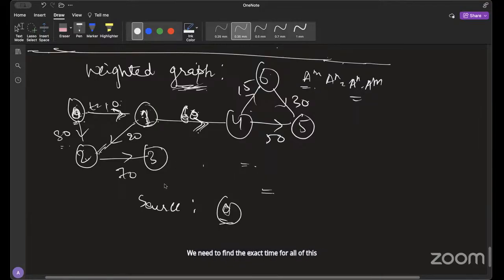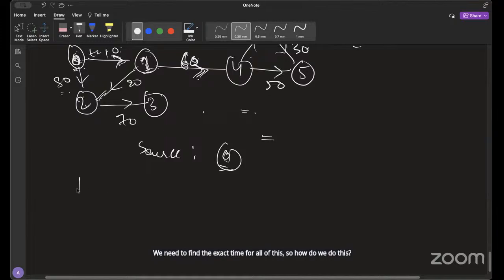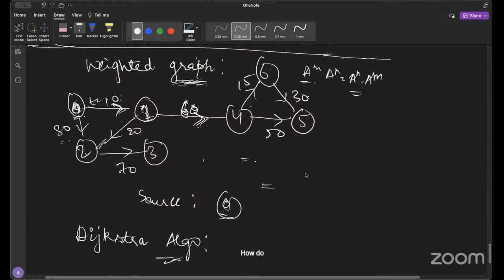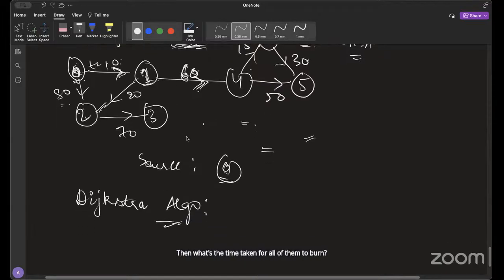So how do we do this? The first method that we can use is Dijkstra's method, which is this. This is Dijkstra's algorithm. So I hope you know why we're doing Dijkstra's algorithm. It is to find the time taken for each of the vertices to burn, right? The minimum time for them to burn. If the fire starts from here, then what's the time taken for all of them to burn? And we'll do it for each of the vertices.